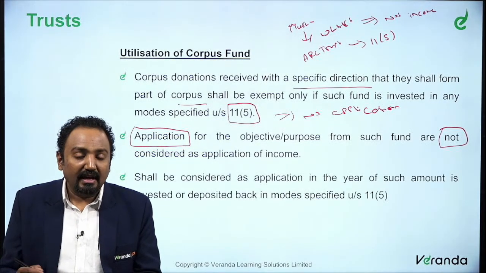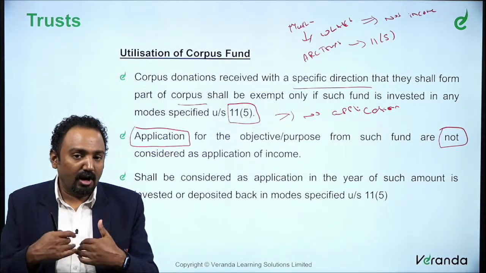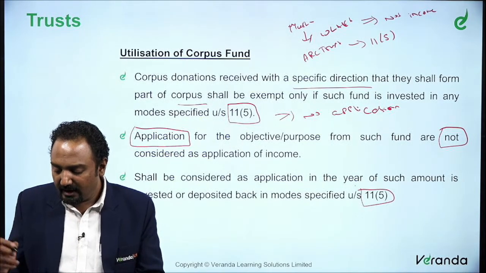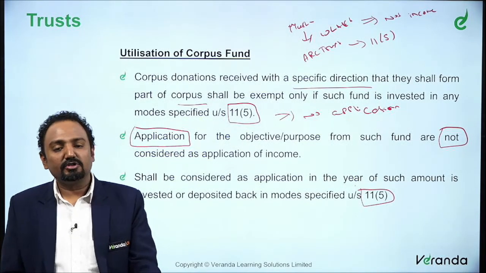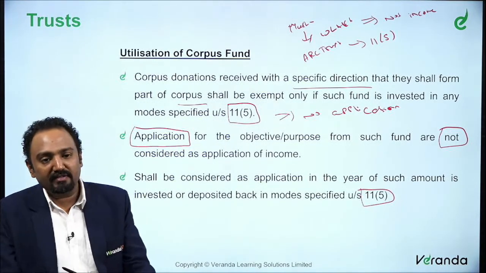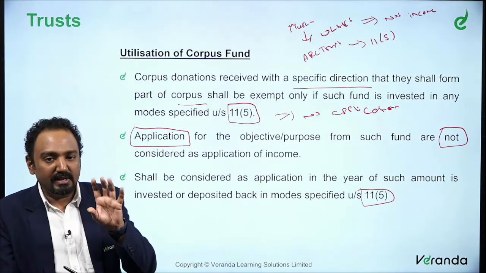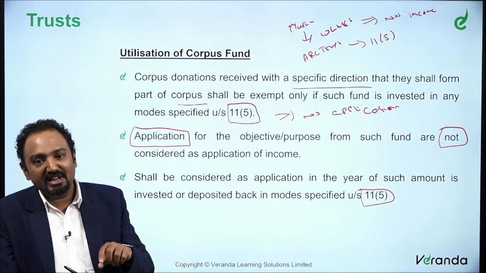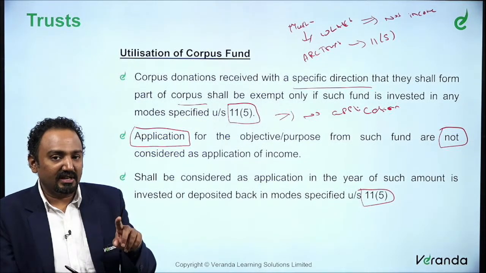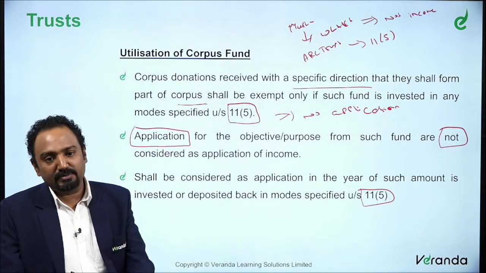However, in a subsequent year, whatever has been invested, if they have got the money back and are again investing it in the mode specified in 11.5, in that year they can claim the benefit. So it shall be considered as an application in the year in which it is actually deposited under 11.5. In short, whatever corpus fund is given under specific direction shall not be considered as income, provided such funds are actually deposited in the mode specified in section 11 subsection 5.